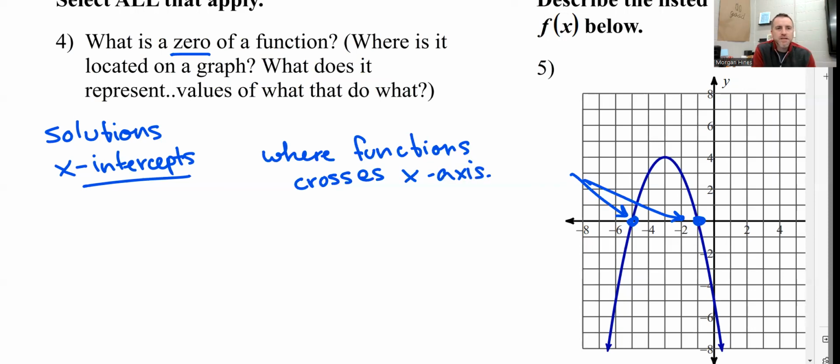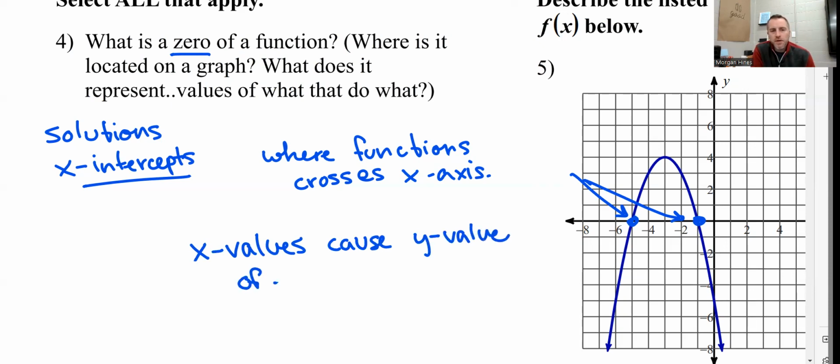What does it represent? It's values of what that do what? It's values of x that cause the y value of the equation to equal 0.